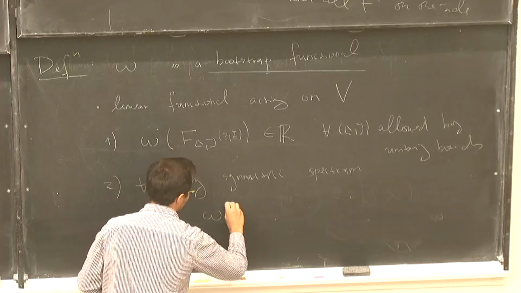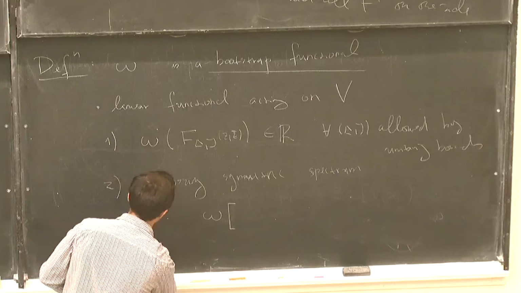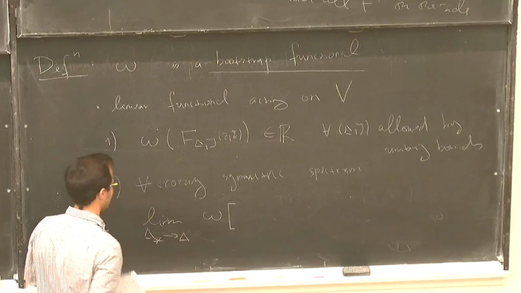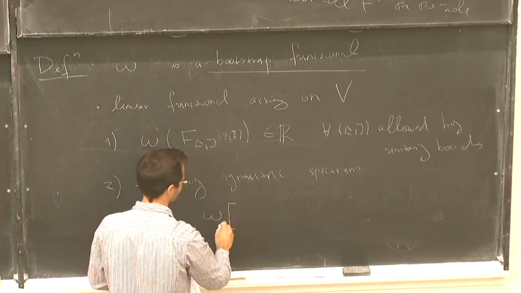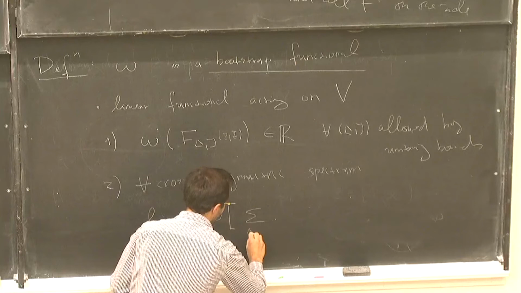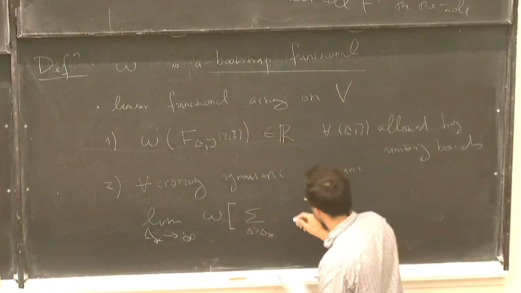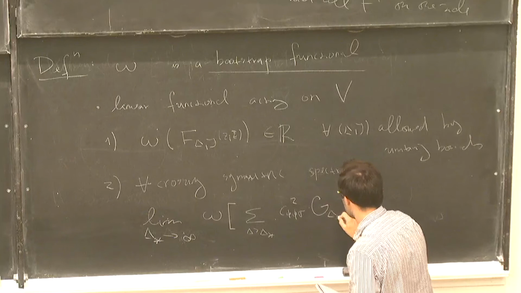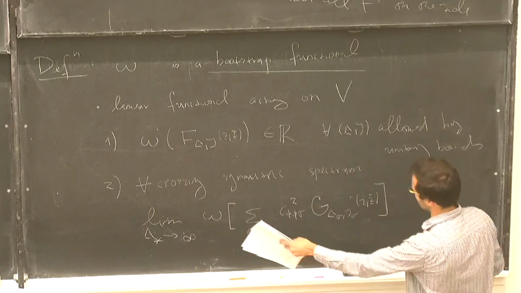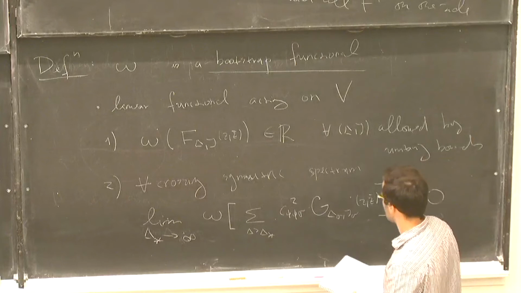So we are looking at the limit of the action of this linear functional on the tail of the OPE expansion. So we are summing all the operators which are above some delta star. In order for us to be able to drop the tail, this should go to zero, and the same for the T-channel.